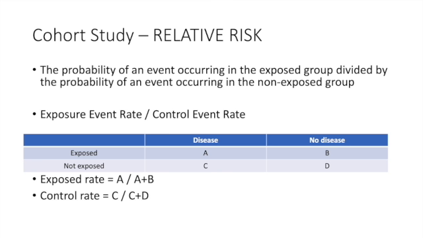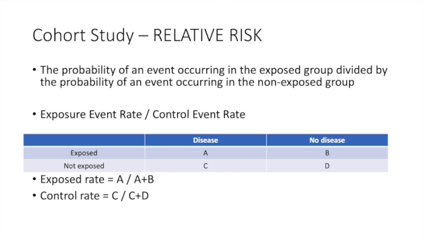So a cohort study will give you a relative risk. Okay, so that's the probability of an event occurring in the exposed group divided by the probability of the event occurring in the non-exposed group. So that's exposure event rate divided by control event rate.